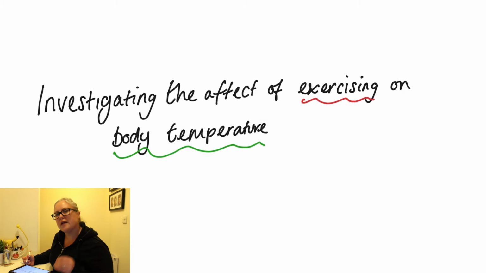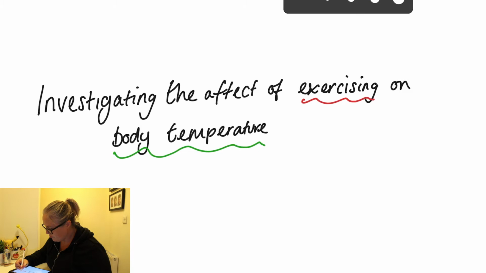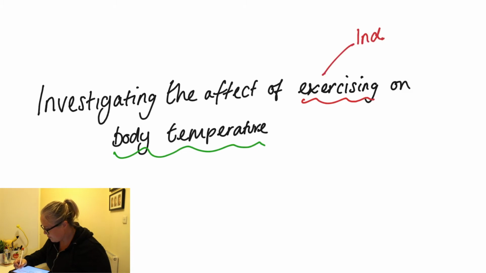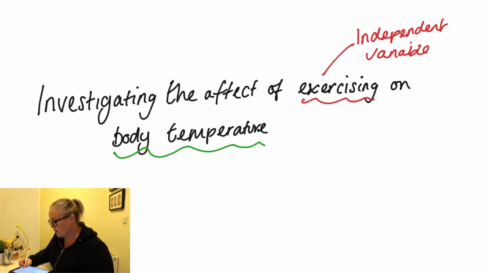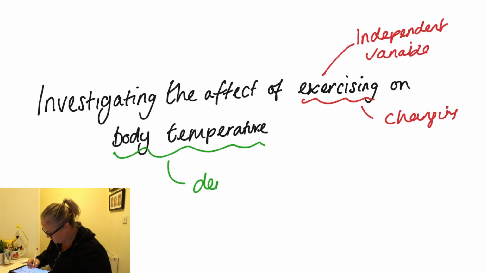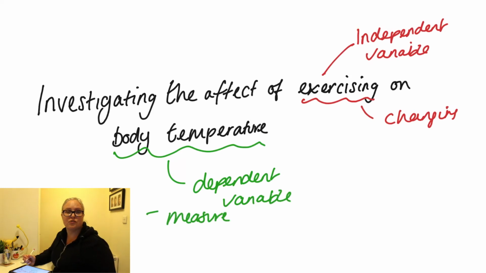But which one are we controlling? Which is the one that we're altering in order to measure? So we're altering the exercising, so that is our independent variable, because it's the one we're changing. The body temperature is the dependent variable, it's the one we're measuring. So we'll measure that as a result of our investigation.